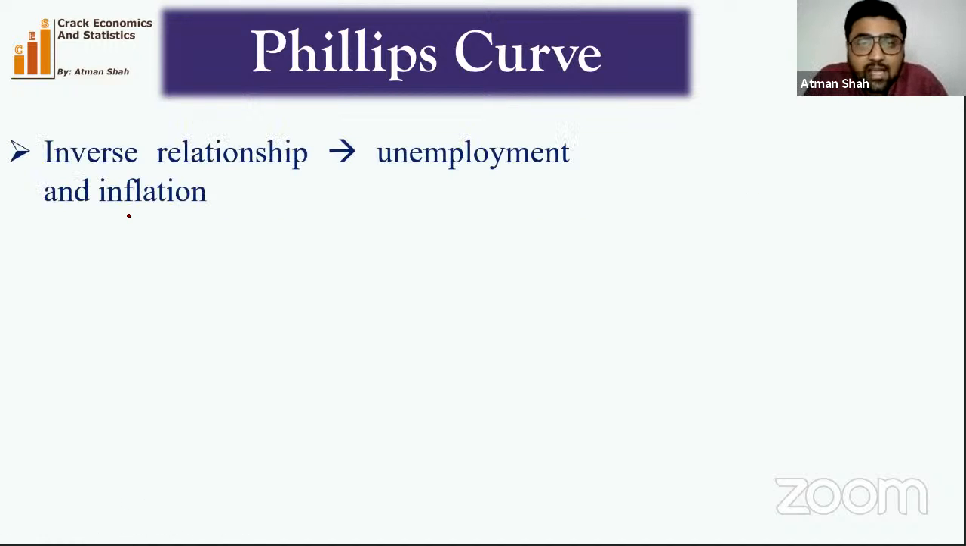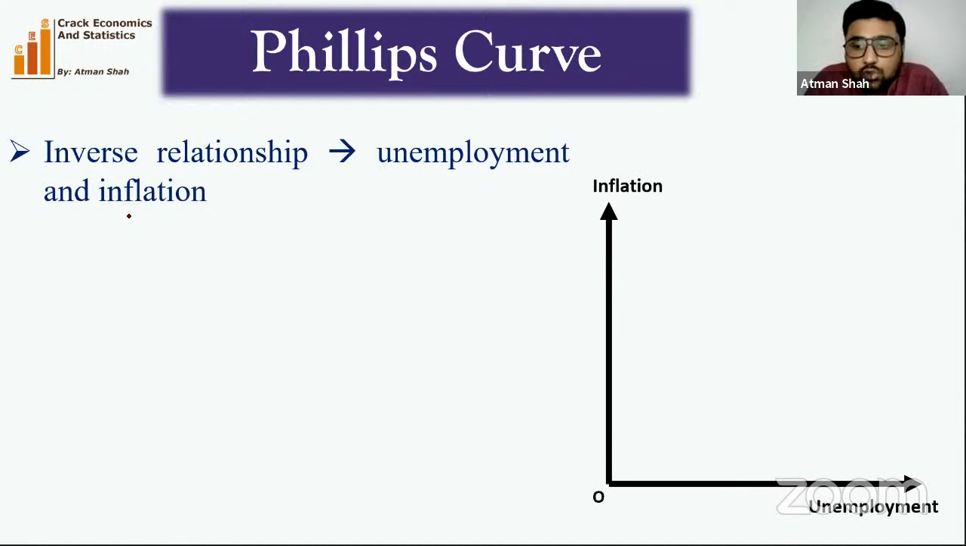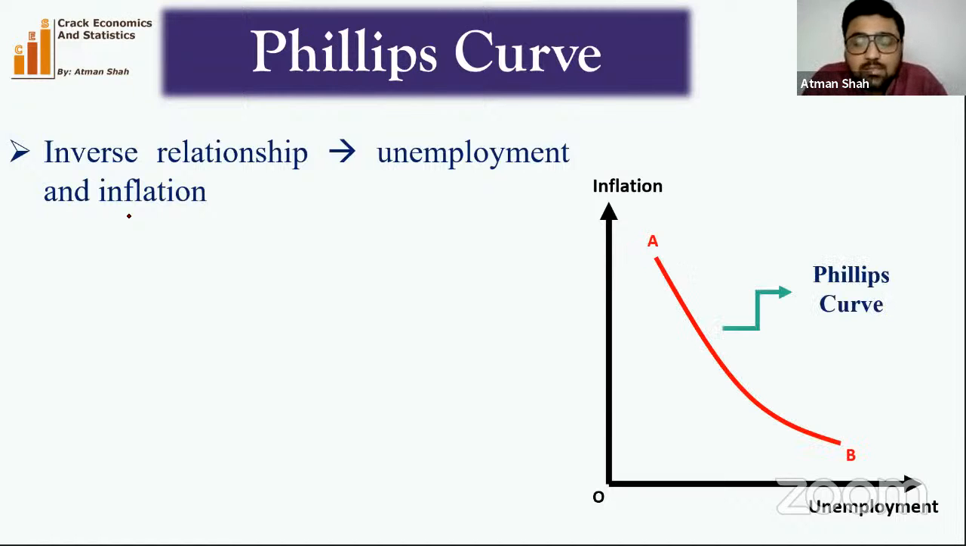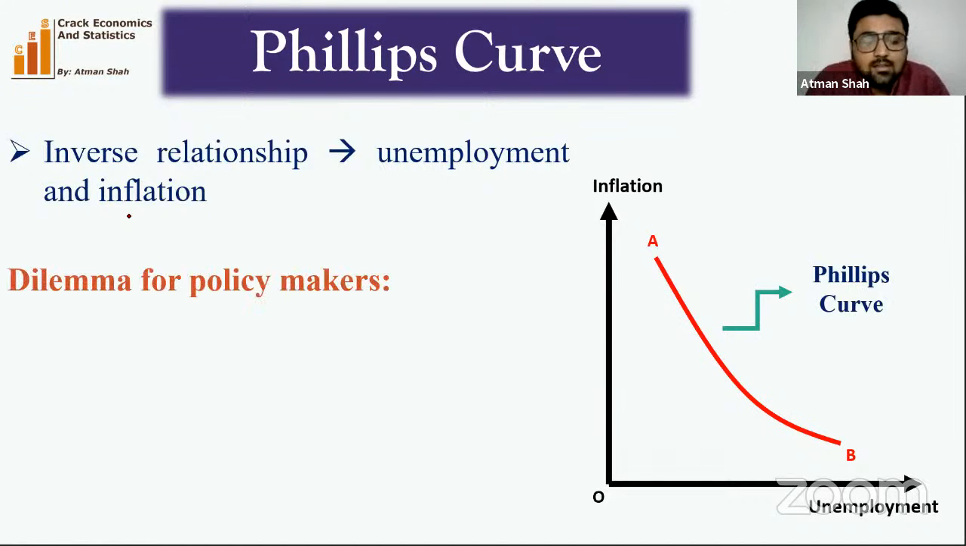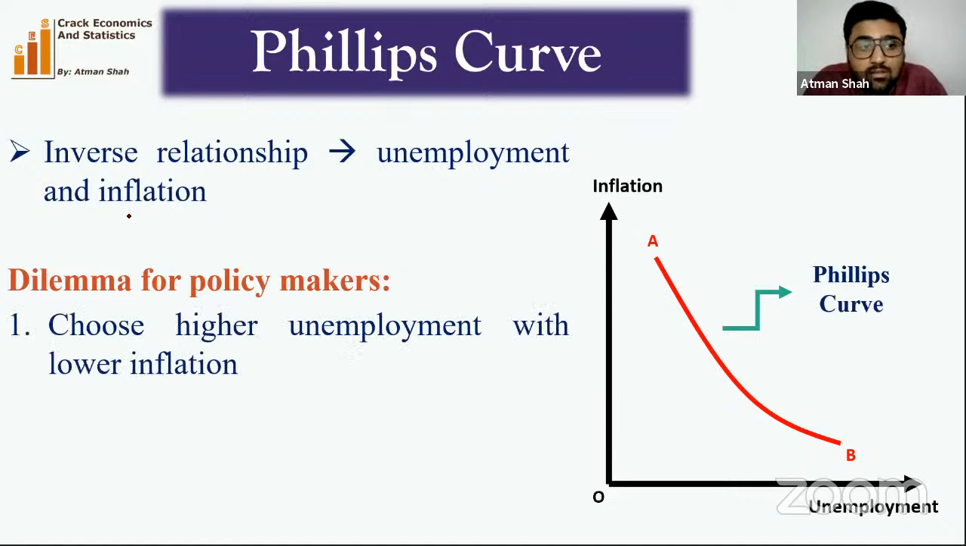Let's understand it with the help of the diagram. Here we have unemployment on the x-axis and inflation on the y-axis. We know that there is an inverse relationship between unemployment and inflation. So we have this downward sloping Phillips curve, AB. Now there is a dilemma for policymakers. Choose higher unemployment with lower inflation. So for example, let's take this point.